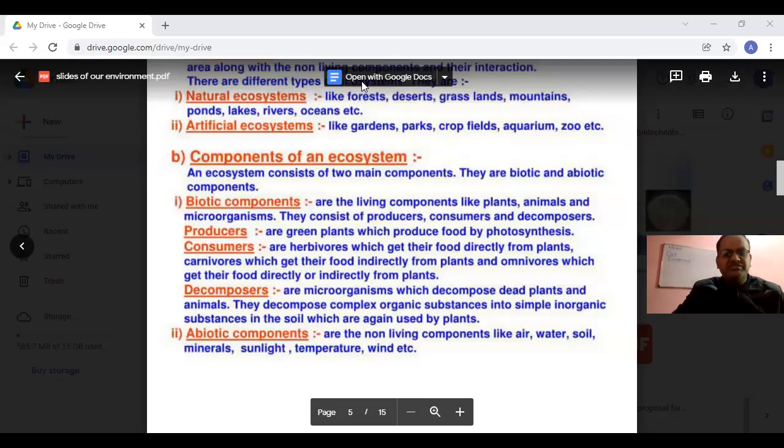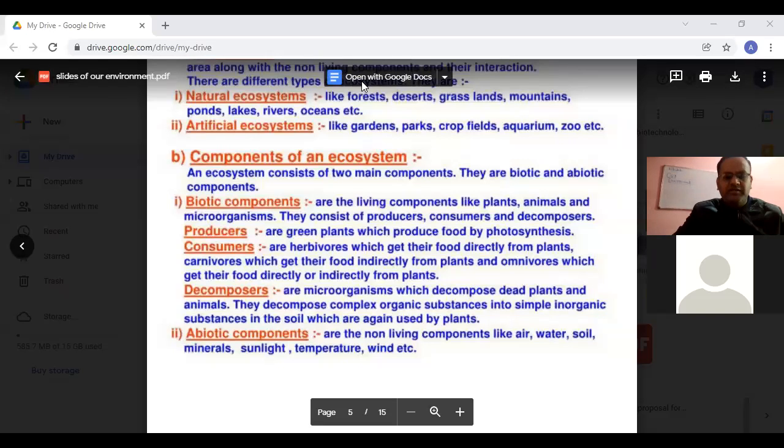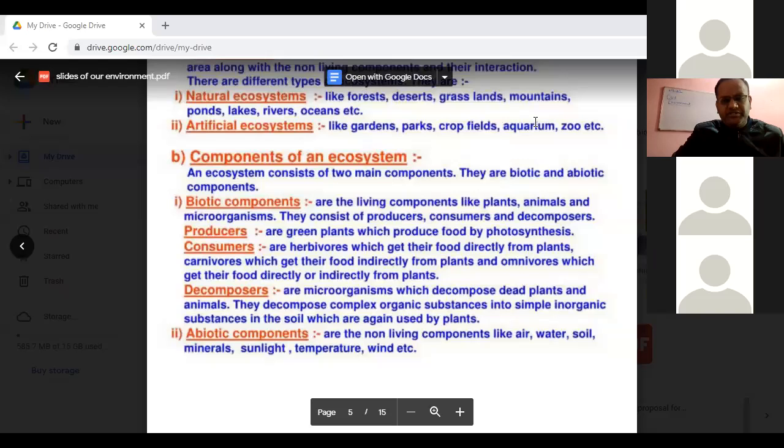Anjali raised her hand. Okay, let me allow Anjali. Yes, Anjali, you can unmute yourself. Who are primary consumers, Anjali? Primary consumers are the organisms that eat only plants. Very good. So they are called? Herbivores. Very good. Definitely the primary consumers are those who eat the plants, and hence they are the herbivores.